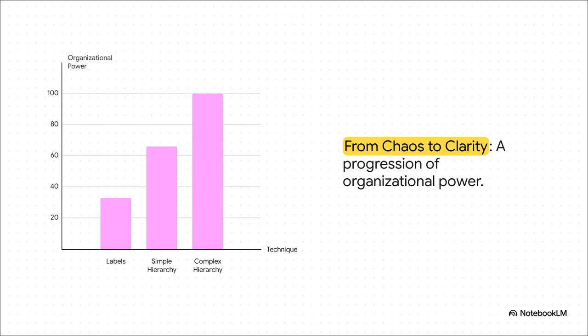So, let's just recap the journey from chaos to clarity. We started with net labels just to clean up a single page. Then we used simple hierarchy to organize a bunch of different pages. And finally, we unleashed the power of complex hierarchy. That whole design once, use everywhere idea.